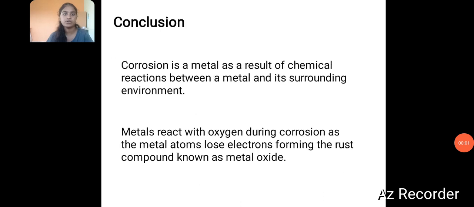Let me go to the conclusion. Corrosion in a metal is a result of a chemical reaction between a metal and its surrounding environment. Metals react with oxygen during corrosion as the metal atoms lose electrons to form the rust compound known as a metal oxide.